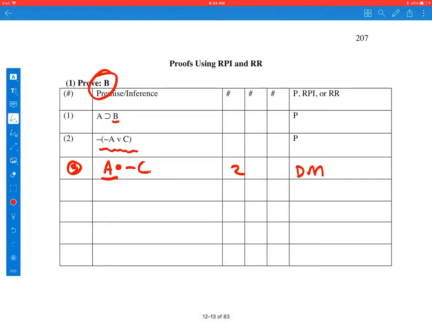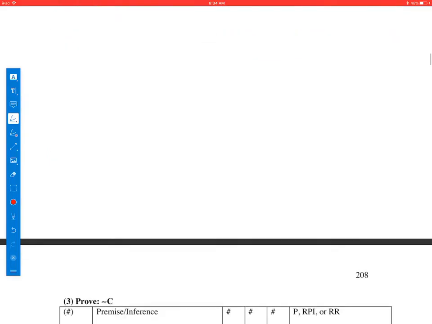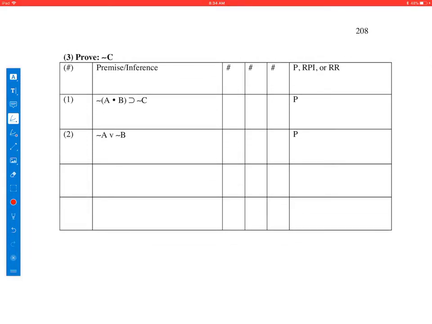Well, now we can see that we have access to an A in line 3 so long as we simplify, and we can because the operator is a conjunction. So we get A from 3 by simplification. And now with 1 and 4, we can do a modus ponens, and we get B, 1, 4, modus ponens, and we are done. Let's move on to the next.